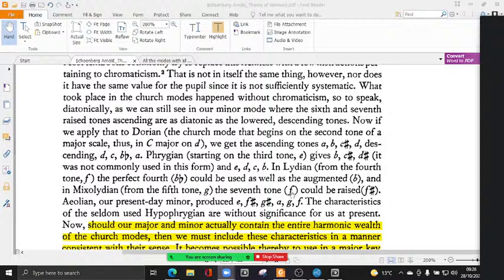If you use it as a Mixolydian, you will have the F. Applying the same system of the tetrachord, with the notes raised, the 6 and 7 raised, you have to raise the 7th. An Aeolian, our present day minor, produced E, F sharp, G sharp, A, which we know.